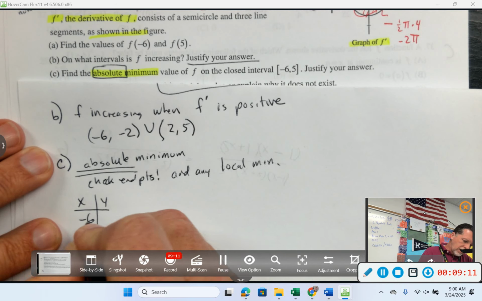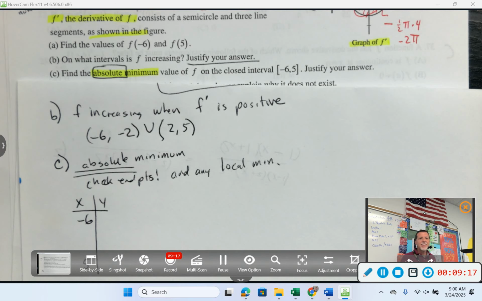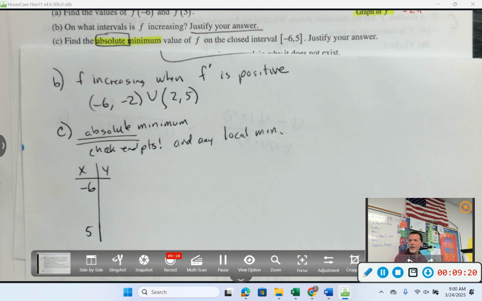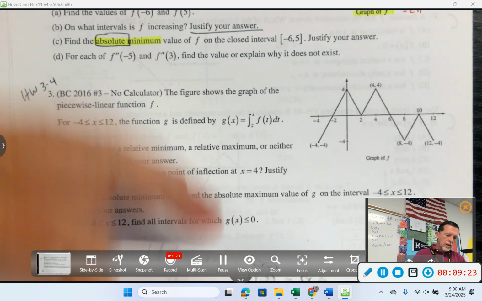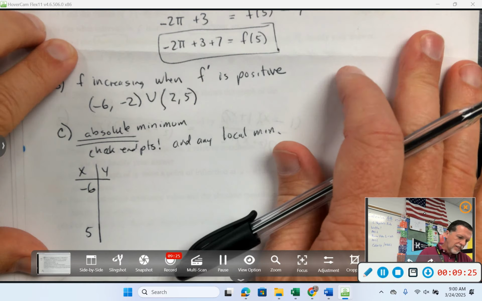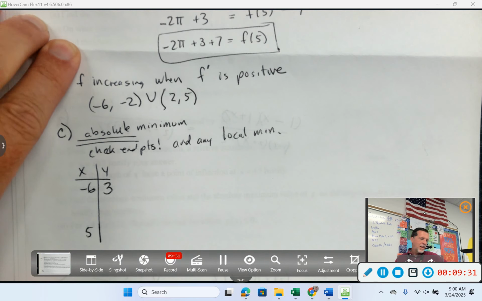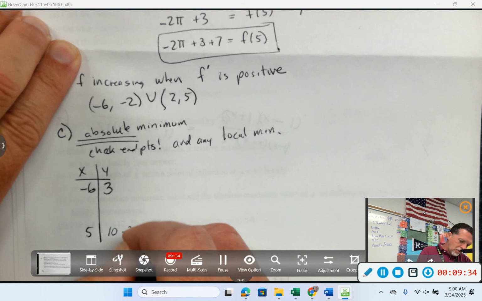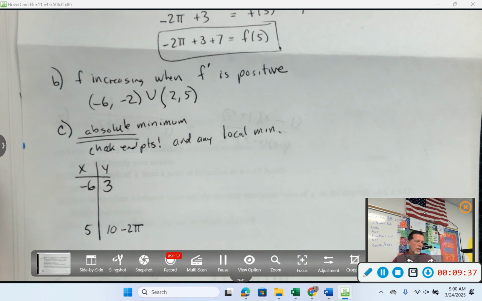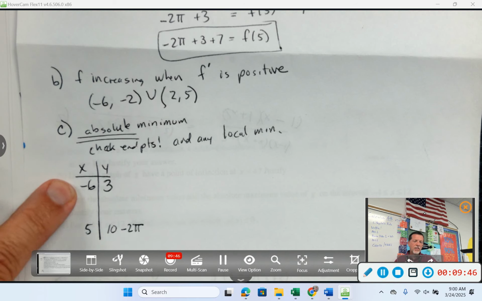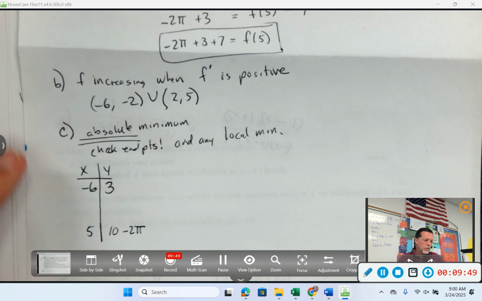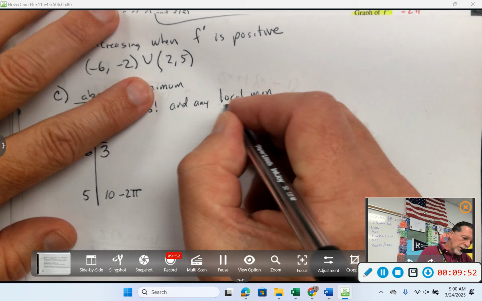So the endpoints are negative 6 and 5. Oh, that's nice, because we already found f of negative 6 and f of 5. So f of negative 6, I was being cute earlier, but I probably need to go ahead and say 7 minus 4 is 3. And f of 5 is 10 minus 2 pi. Let's see, 10 minus 2 pi, that's 10 minus 6, that's 4-ish. So negative 6, 3 is the smaller of those two, but I need to look for any local minimum.